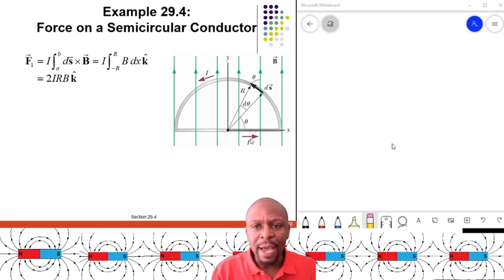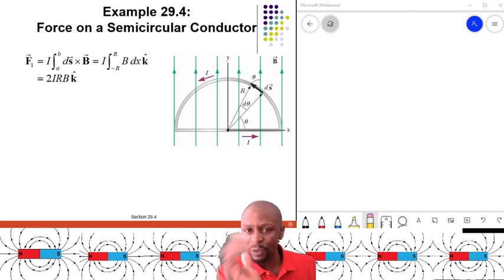In that case, you see I have I dS cross B. The dS in this case, I'm going to have along the x-axis. That is why dS is nothing else but dx. Now, when I am taking dS cross B, because the magnetic field is going up, dS cross B is going to be out of the board. I'm going to take that direction, out of the board, to be positive.